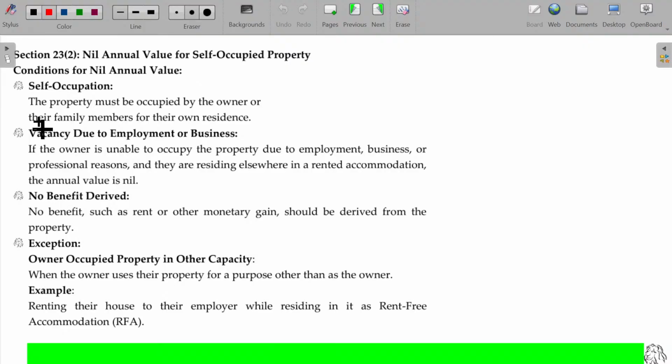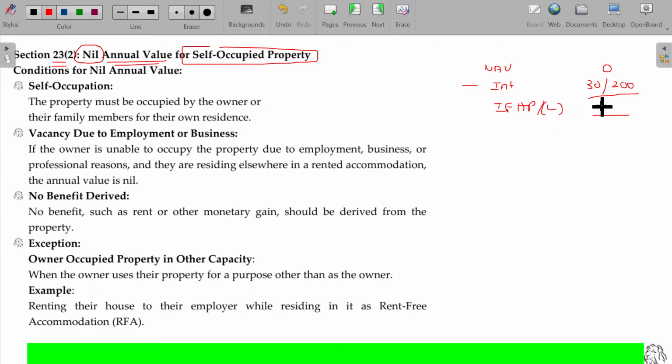Let's see Section 23(2): annual value calculation for self-occupied property. The annual value for self-occupied property is nil. So NAV being nil, you can claim only the interest, either 30,000 or 2,00,000. From this, it is very clear that income from house property should always be a loss only. Is that clear?